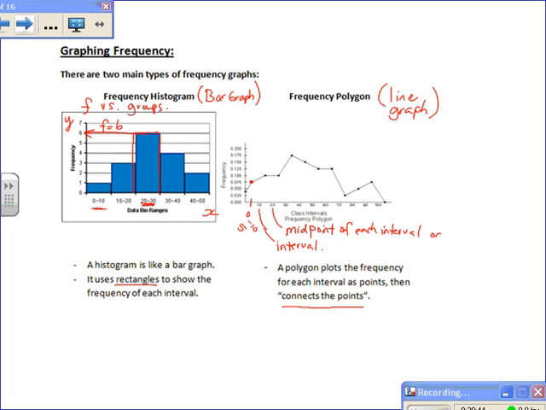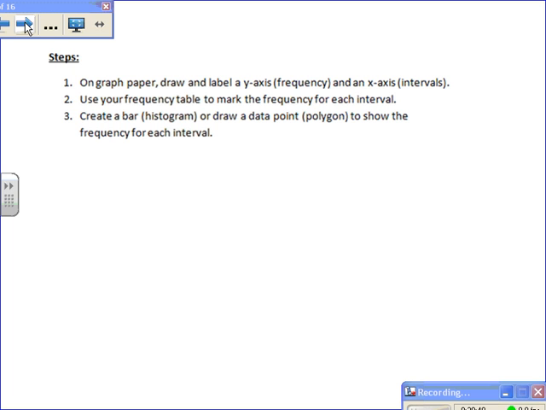formed from our graph. Let's go ahead and try graphing the data that we just made a frequency table for. Let's graph it both ways, as a bar graph, as a histogram, and also as a polygon. So here's how you graph any data set. You start by making your frequency table. And when you go to graph it, you're going to graph it with your y-axis labeled as frequency, and your x-axis will be labeled as groups or intervals.